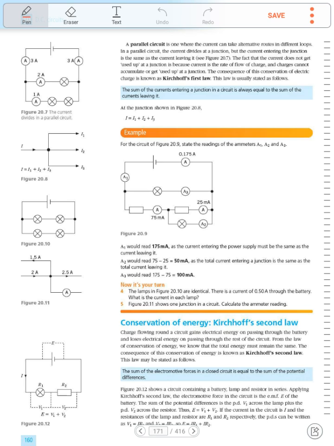Here we have an example for the circuit in figure 20.9. It states the readings of ammeters 1, 2 and 3. Here we have the current. The reading of this ammeter is the same as this, because it is the same branch, so the reading of I1 is 0.175. Now the current splits here and here.